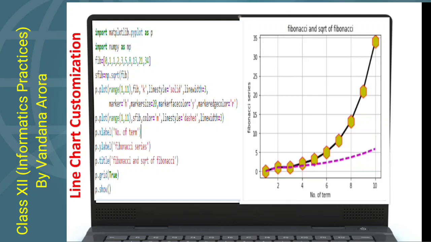Then xlabel I have used number of terms, ylabel Fibonacci series, and title of the graph is Fibonacci series and square root of Fibonacci series. p dot grid equal to true. This is a function to show the grid. You can see the grid lines on my graph. Boxes are shown. This is shown with the help of this function grid true.